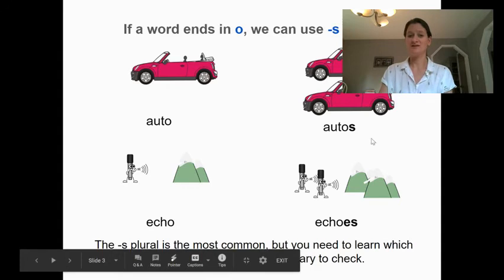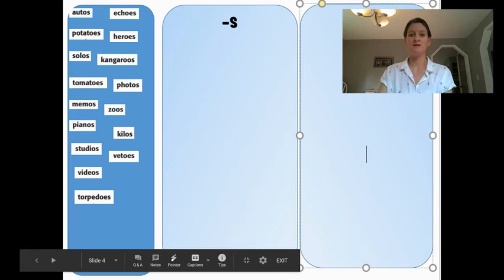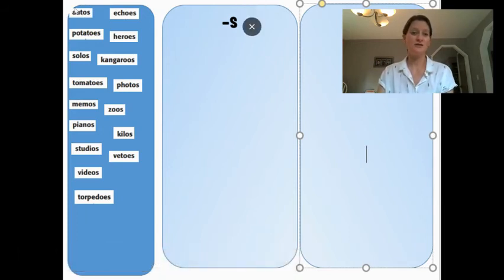It's most common to just add an S, but you need to learn which one is going to be for each word or use a dictionary to check, okay? Today you are going to do a word sort. Again, you're going to click on the words on the left-hand side and you're going to drag them over to the plural ending that matches that word.